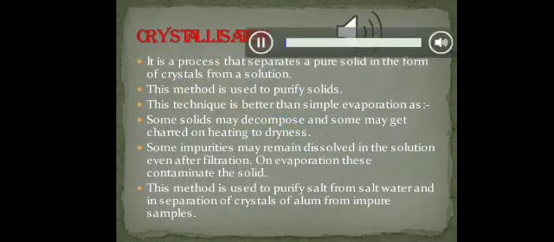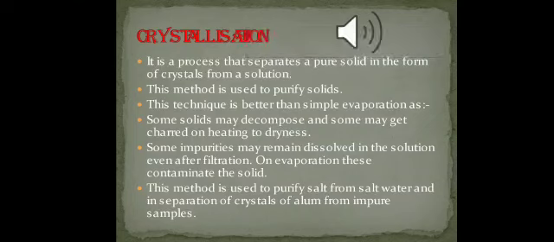The last method is crystallization. Crystallization is a process that separates a pure solid in the form of its crystals from a solution. The crystallization method is used to purify solids. For example, the salt we get from seawater can have many impurities in it. To remove these impurities, the process of crystallization is used.